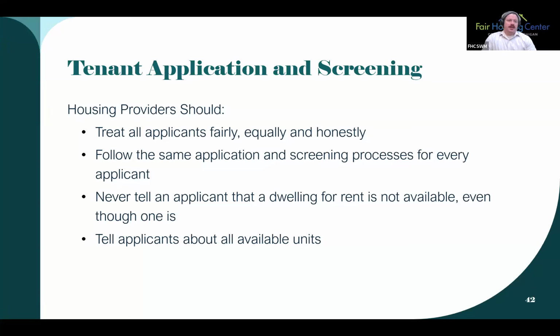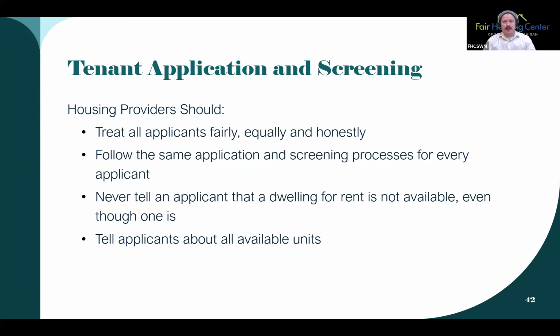During tenant application and screening, you should treat all applicants fairly. You should follow the same screening processes for every applicant. You should never misrepresent availability, and you should tell applicants about all available units. That's what a tenant should be able to expect when applying for an apartment.